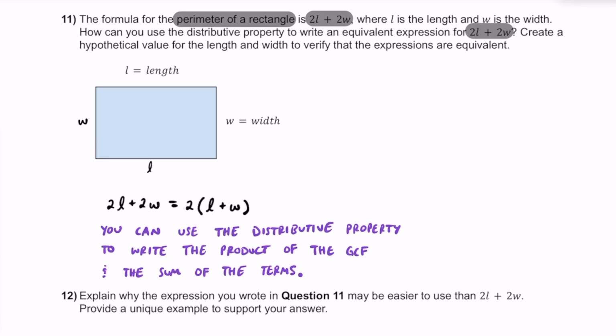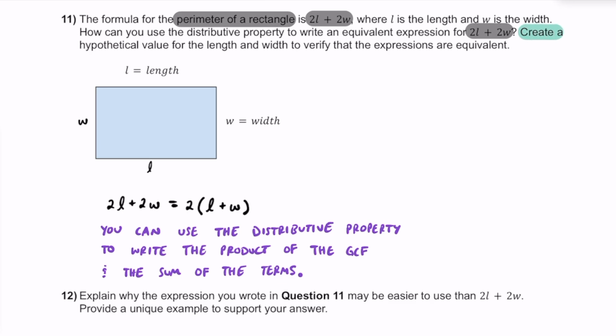So essentially we can use the distributive property to write the product of the GCF. Keep in mind that if you look at these two terms, they have a greatest common factor of 2 as one of their factors. So we have a product, so it's 2 multiplied by, that's a product here, right? Multiplication. The product of the GCF, which is 2, and the sum, it means we're adding, of the terms here. So the L plus W, they're unlike terms.